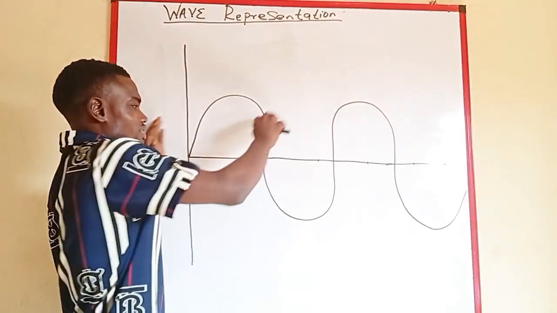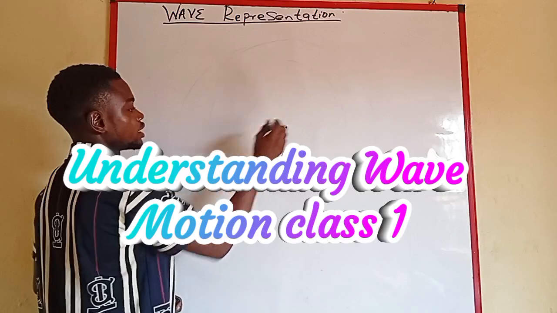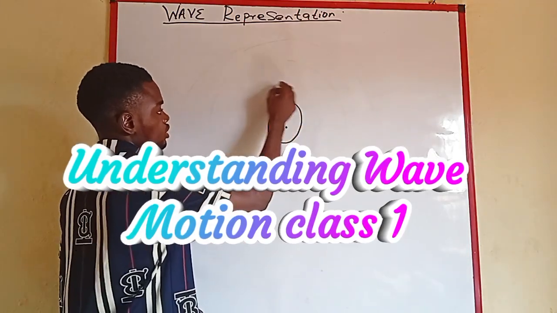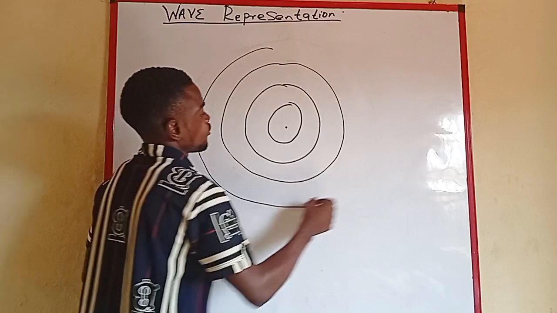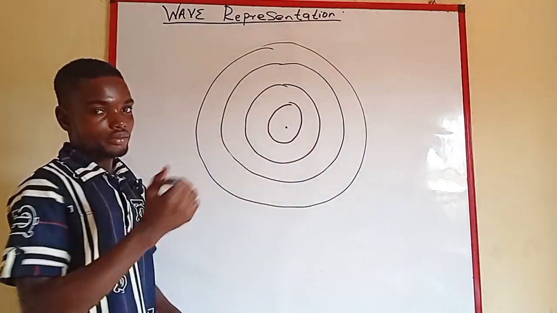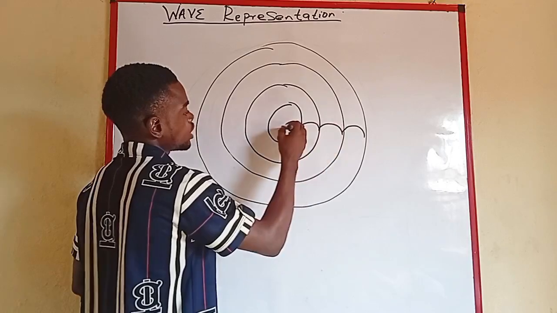How did we arrive at this type of wave drawing? Remember, when you throw a stone in the water, it starts to form something that looks like this, and it keeps going further and further. This we can note as ripples, and this is how it looks on the surface of the water.